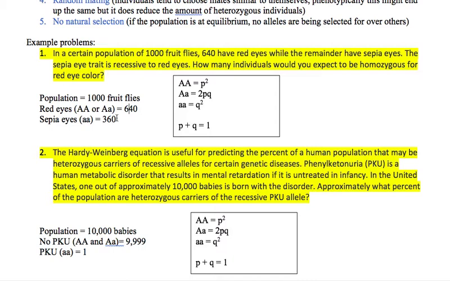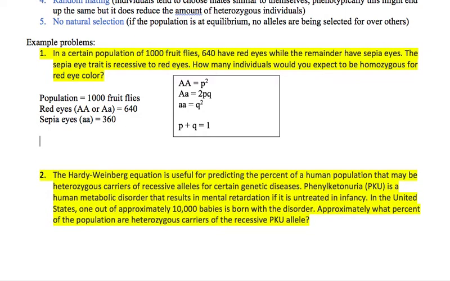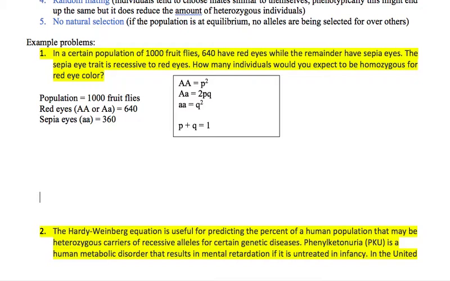And through 1,000 minus 640, we figure out that that is 360. So let's go ahead and start solving this problem. For problems like this, create some room here, we are really often going to be using this equation: P plus Q is equal to 1. So remember that.